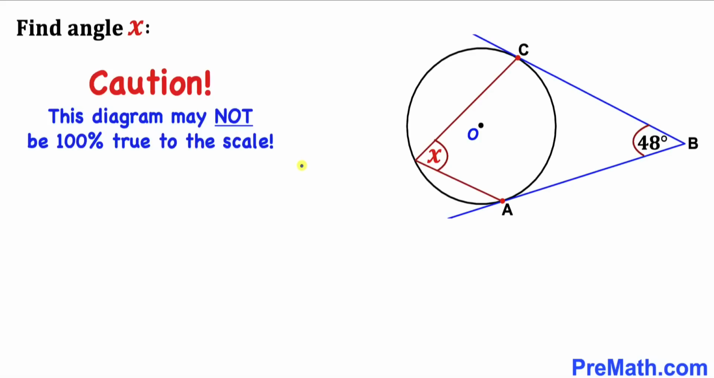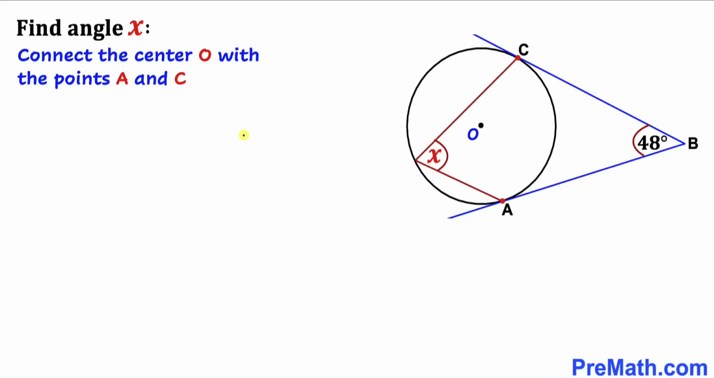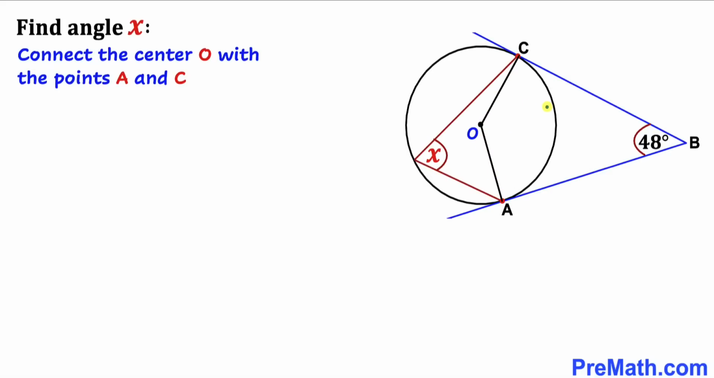Before we proceed any further, let me make it very clear that this figure may not be 100% true to the scale. Let's go ahead and get started. And here's our very first step. Let's go ahead and connect this center O with these points of tangencies A and C, as you can see over here, and likewise over here as well. And here's our much nicer looking diagram.